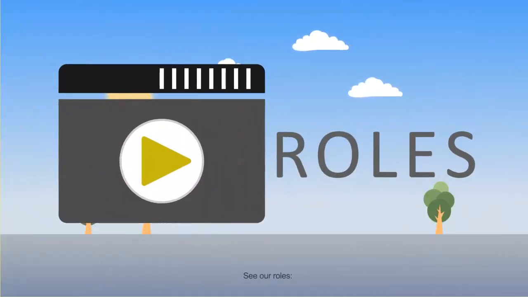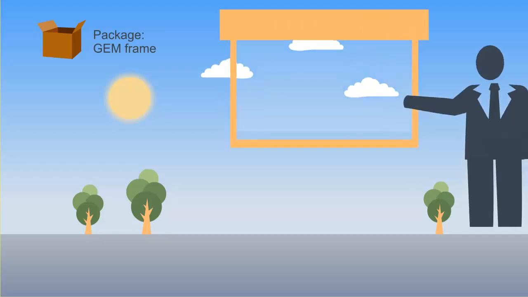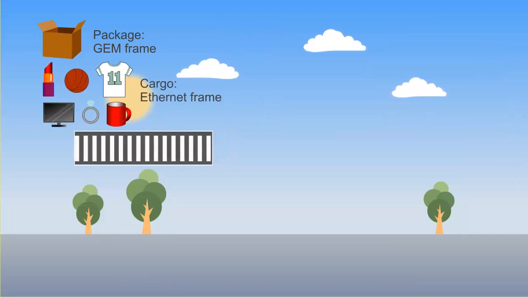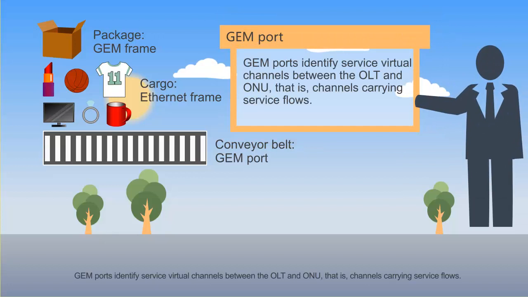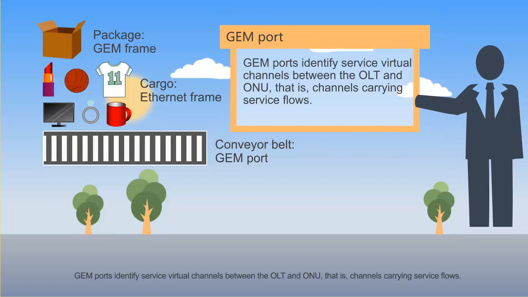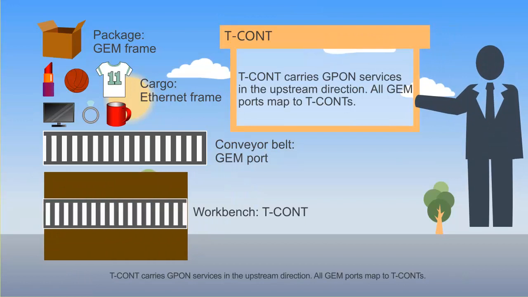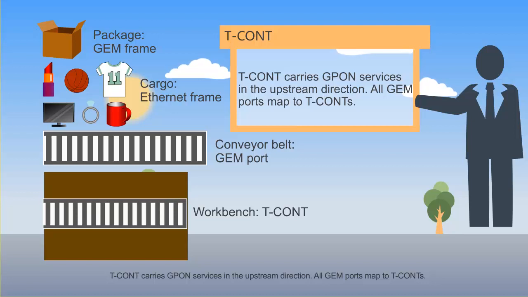See our roles. GEM frame is the minimum service carrier unit in GPON and is the basic data structure. All services are encapsulated in GEM frames and then transmitted over GPON lines. GEM ports identify service virtual channels between the OLT and ONU, that is, channels carrying service flows. T-CONT carries GPON services in the upstream direction. All GEM ports map to T-CONTs.